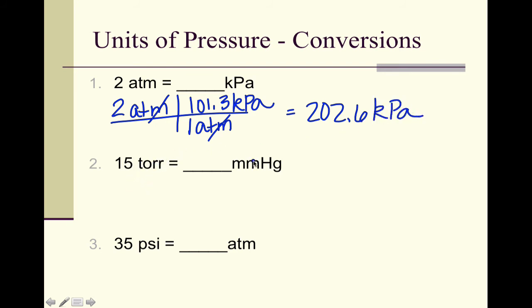Next, 15 torr into millimeters of mercury. We just said that torr and millimeters of mercury are the same thing. So 15 torr is the same as 15 millimeters of mercury.